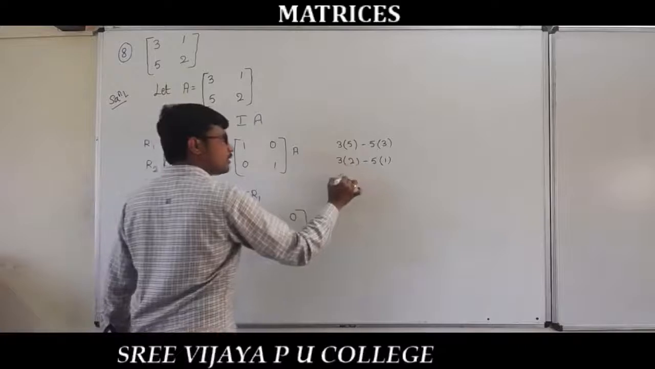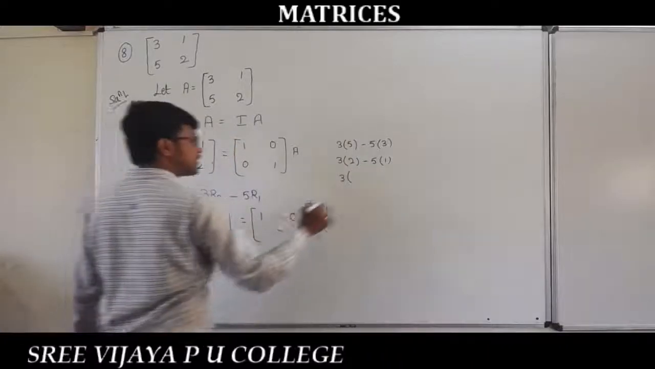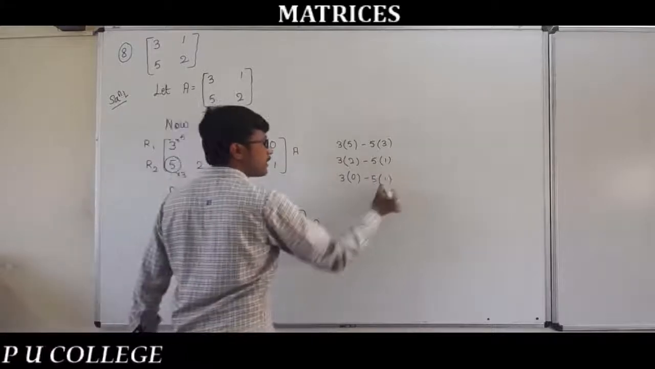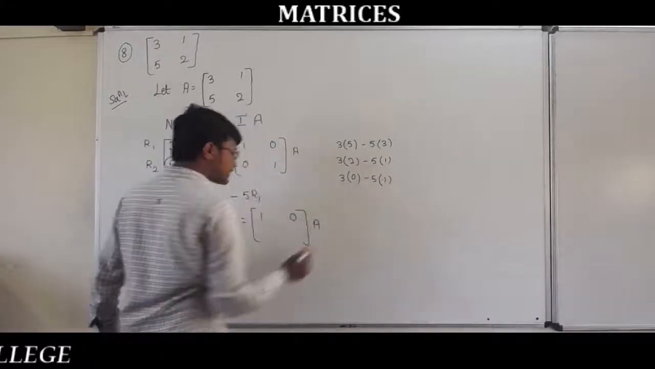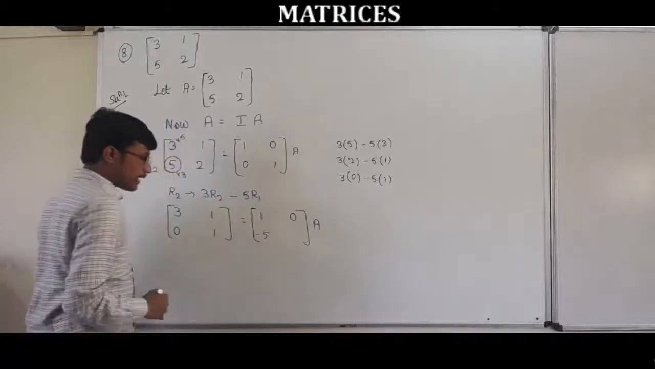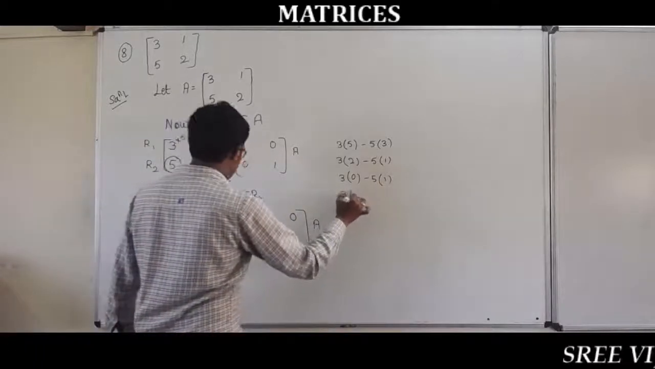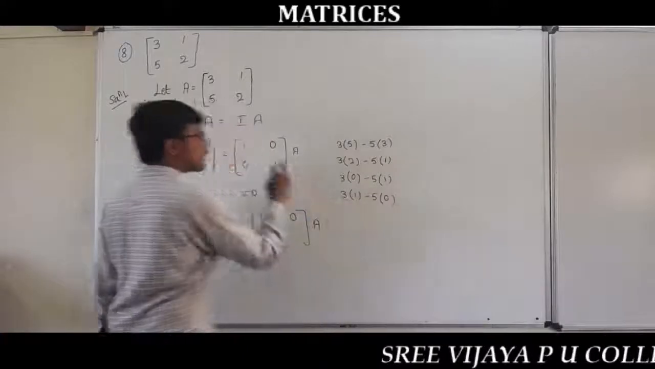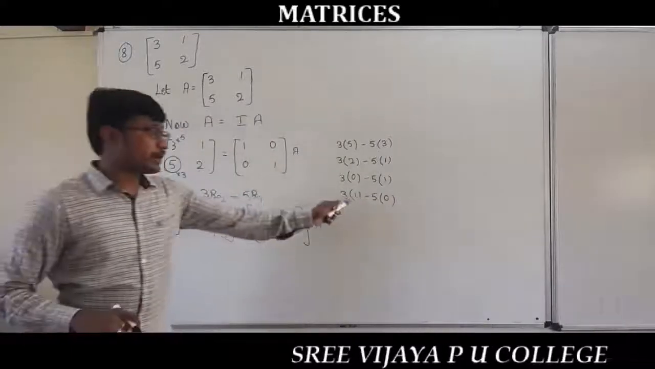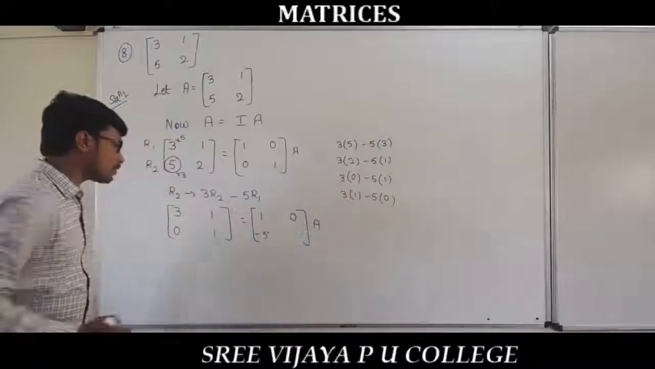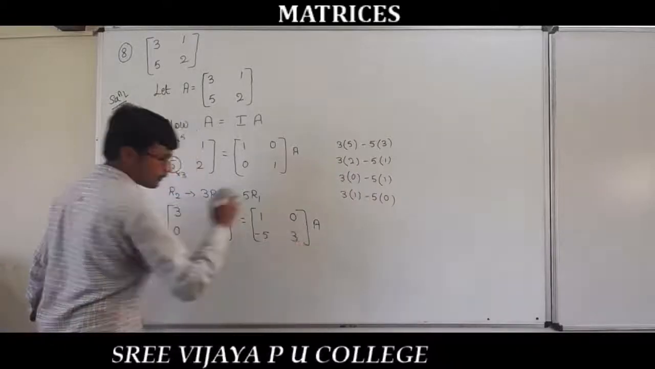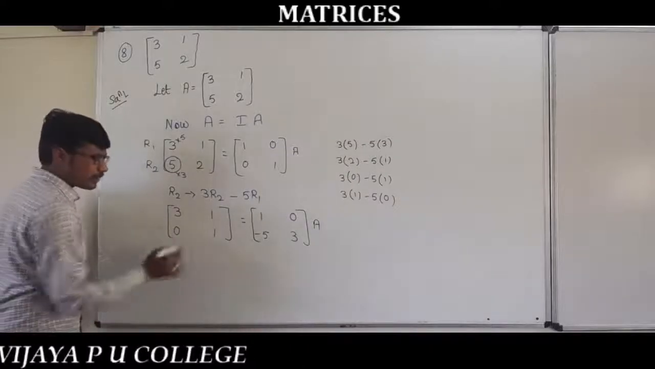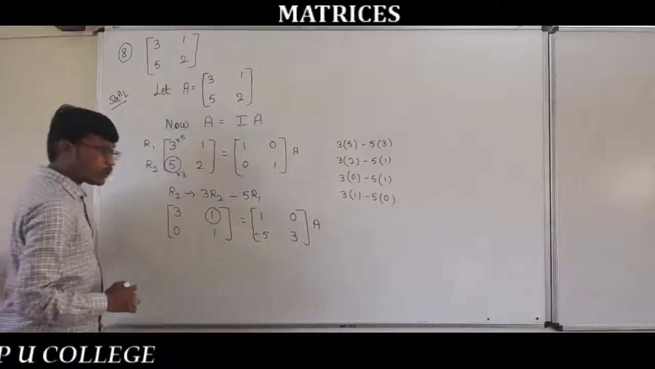Next, 3 into R2 is 0 minus 5 times of R1 is 1. 3 into 0, 0 minus 5 into 1 is minus 5. Next, 3 times of R2 is 1 minus 5 times of R1 is 0. 3 into 1 is 3, 5 into 0 is 0. So 3 minus 0 is 3 only. Okay, so you got the first term. It is 1, no need to convert.